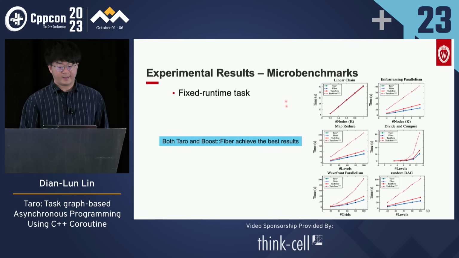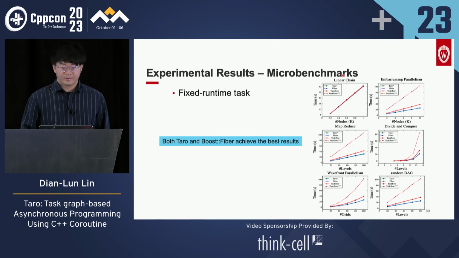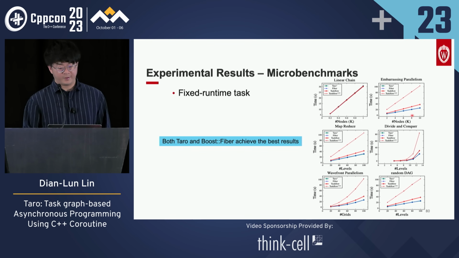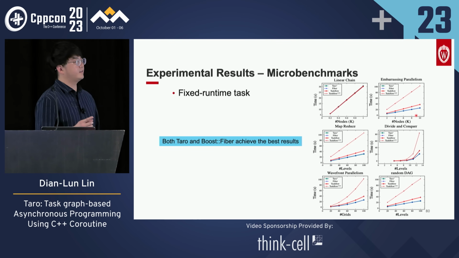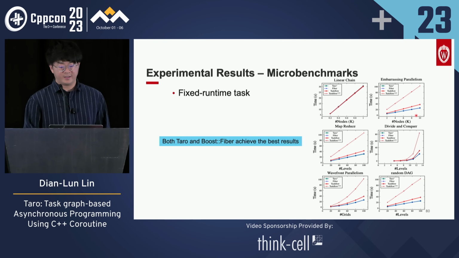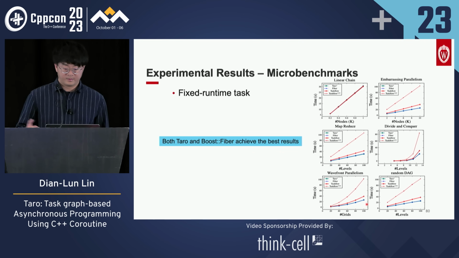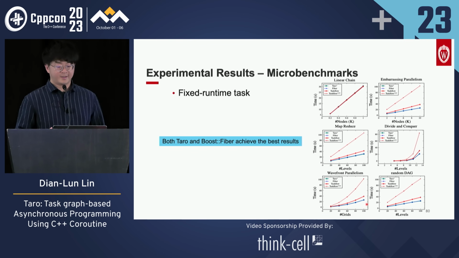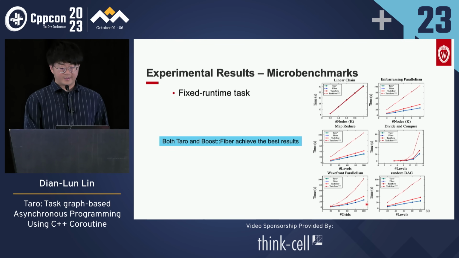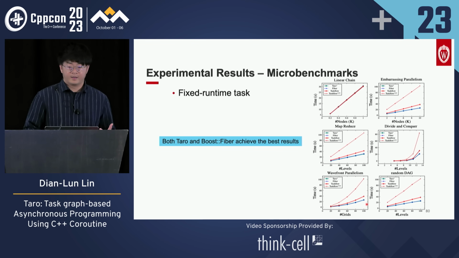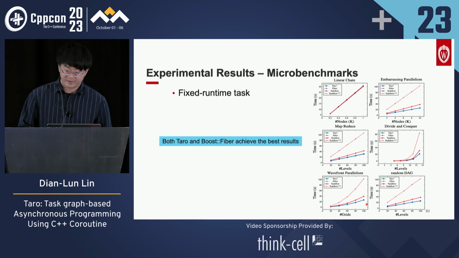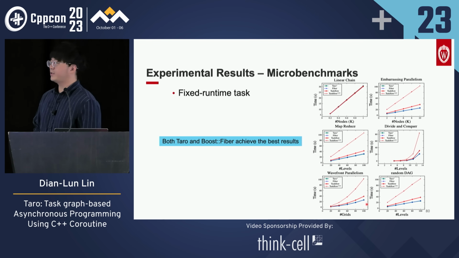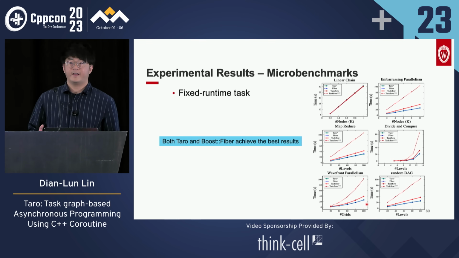Here the figure compares runtime on fixed runtime task. Still, Taro has the best performance. And here, the interesting observation is that we can see both Boost Fiber and Taro achieve very similar performance across all the task graphs. We think that is because both methods use multitasking. And in the fixed runtime task, we don't have the iterative pattern that will result in many context switches. In that case, the effect of our coroutine-aware scheduling algorithm is not that pronounced.